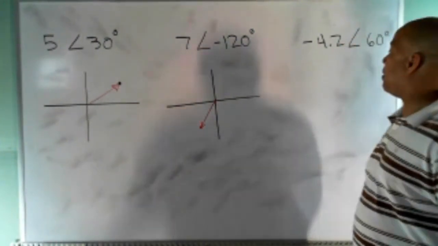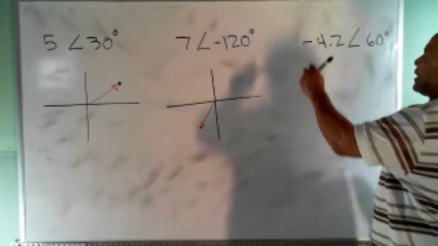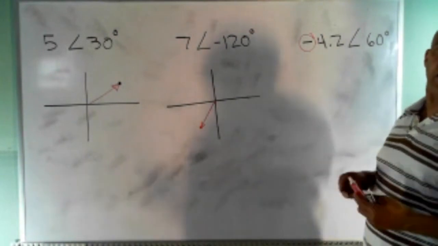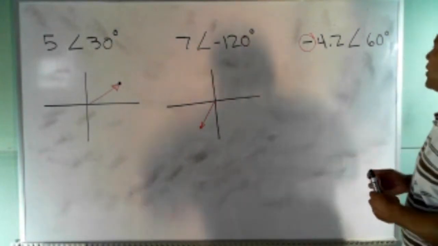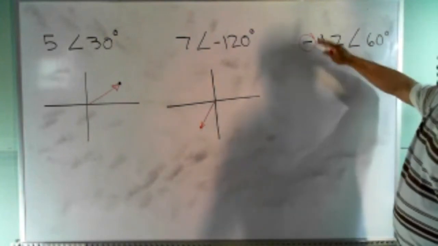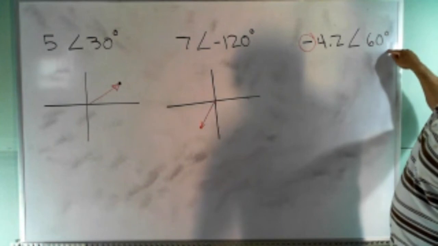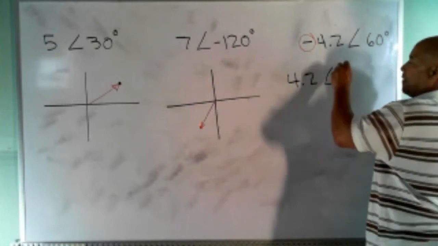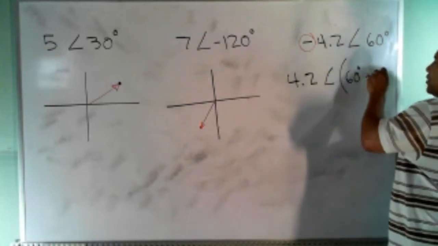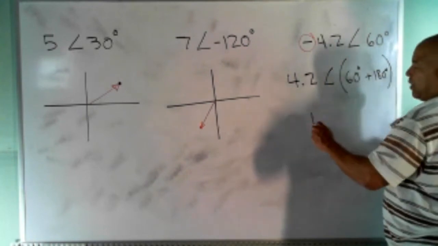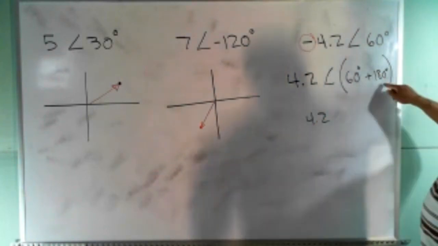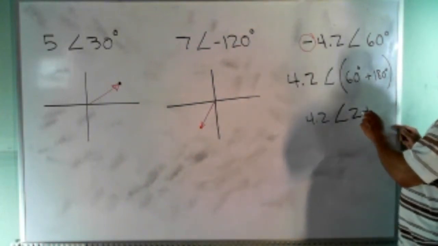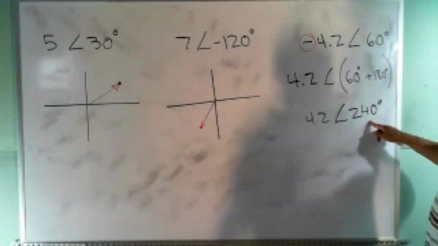Now, this one, we've got a problem because I'm not allowed to have this right here. There's no such thing as a negative radius vector. So I've got to express this as a positive number. The way you do that, what I said was, if I have a negative sign out front, you can erase the negative sign if you add 180 to the degrees. So I can write this as 4.2. I can get rid of that negative sign if I take the 60 degrees and add to it 180 degrees. What is that, 240? I think it's 240. Did I do it right? Yeah, I think it's 240. So if I write it like that, then I'm good to go.